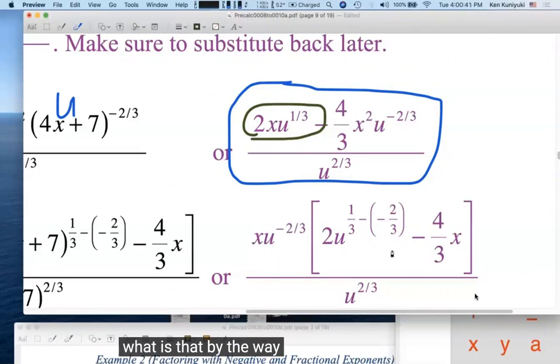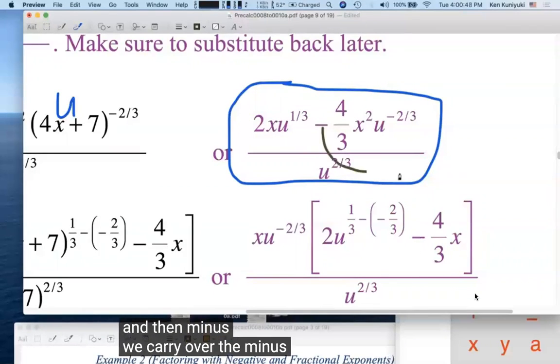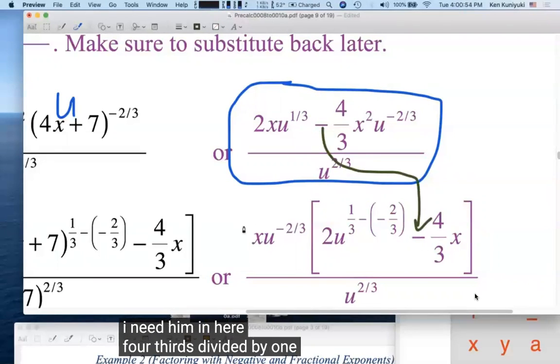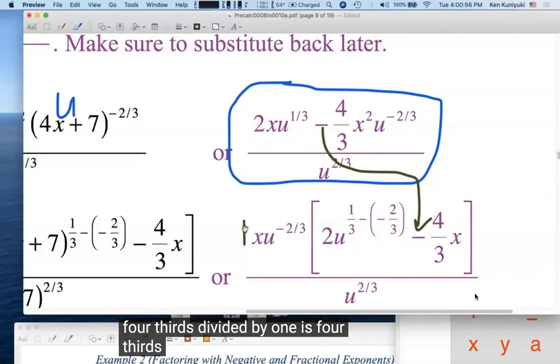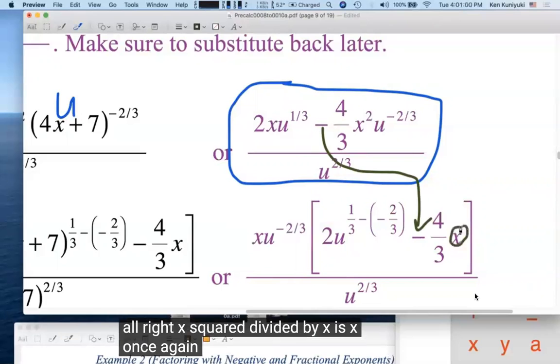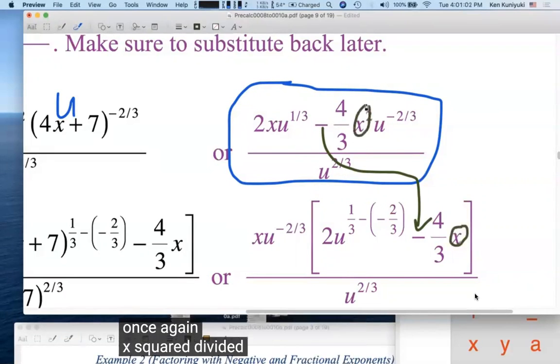What is that, by the way? And then minus, we carry over the minus sign, right? The 4/3, well, he wasn't out here. I need him in here. 4/3 divided by 1 is 4/3, right? X squared divided by x is x once again. X squared divided by x is x.